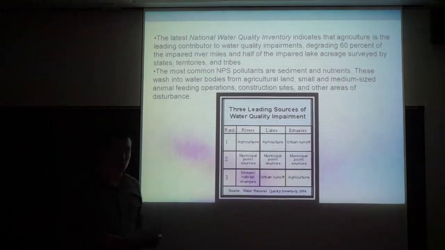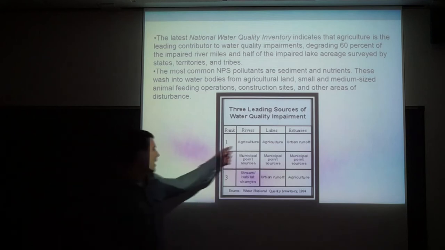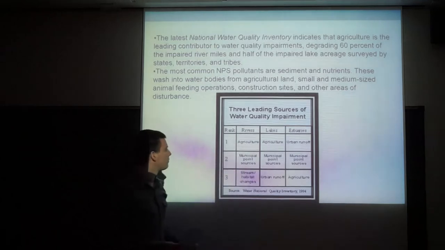According to the latest National Water Quality Inventory, agriculture is the leading contributor to water quality impairments in the United States. The most common NPS pollutants are sediments and nutrients. Other common NPS pollutants include pesticides, pathogens like bacteria and viruses, salts, oil, grease, toxic chemicals, and heavy metals. And then this is just a chart that shows that agriculture is the number one in rivers and lakes.